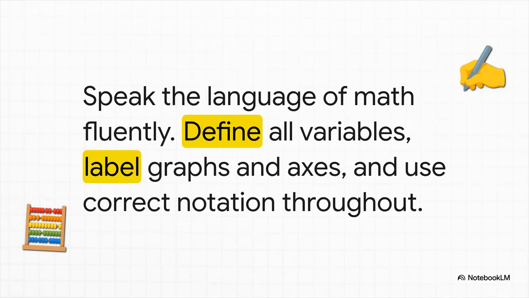Okay, criterion B, mathematical communication. This is all about speaking the language of math correctly. Are you defining your variables? Are your graphs and tables labeled properly? Are you using the right notation? It's all about being precise.